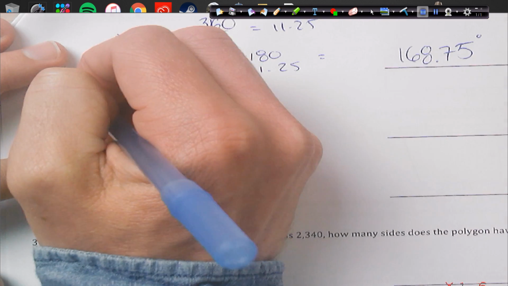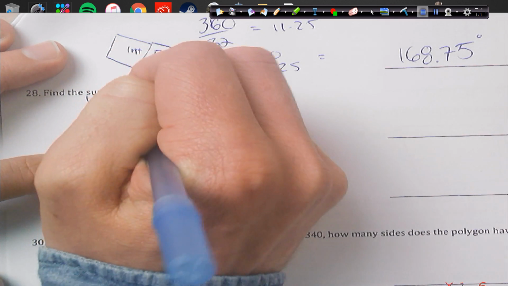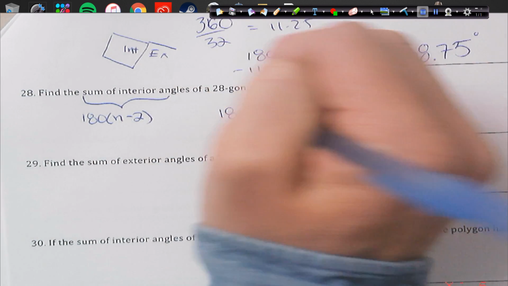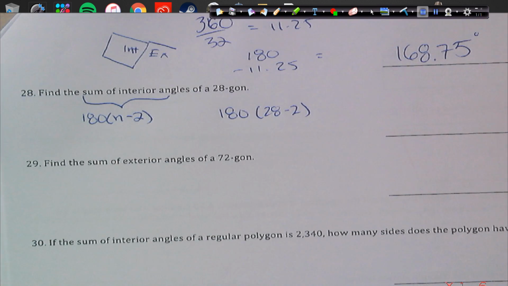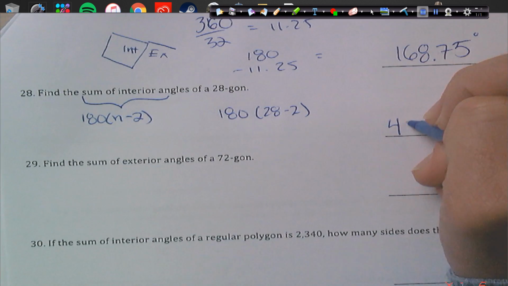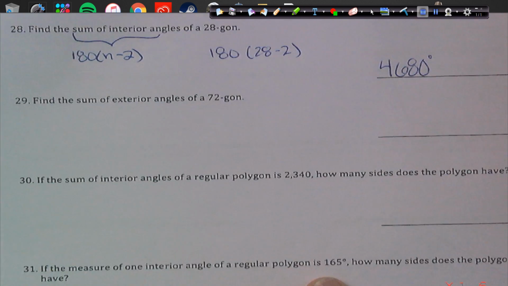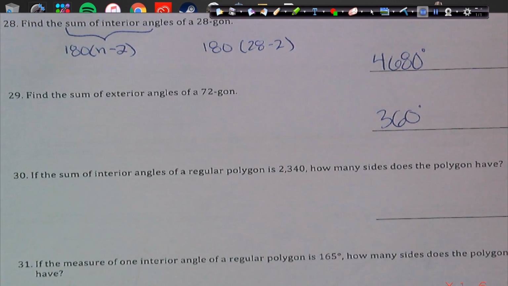The sum of the interior angles. The sum of the interior angles is given to us by the formula 180 times n minus 2, where n stands for the number of sides. So we could just do 180 times 28 minus 2, which is 180 times 26, which is 4,680 degrees. The sum of the exterior angles is the same regardless of the shape: it's always 360.